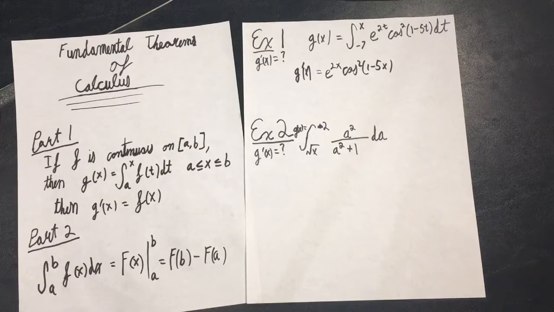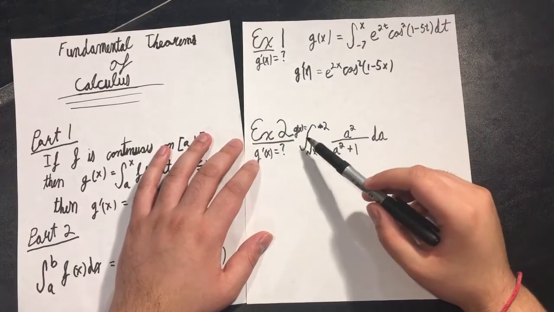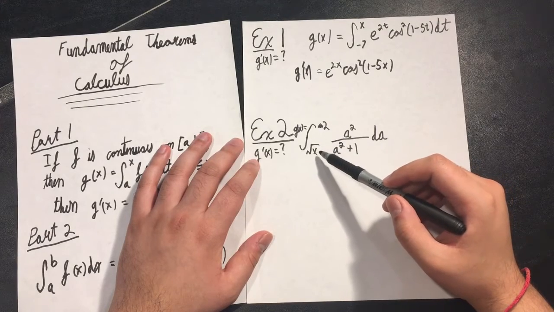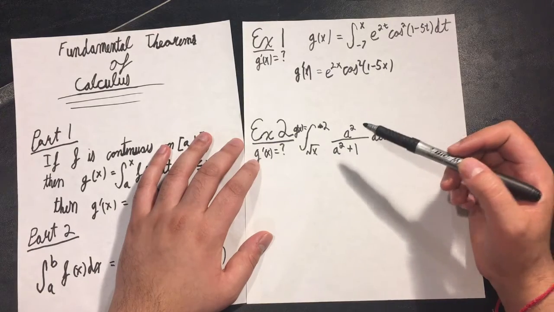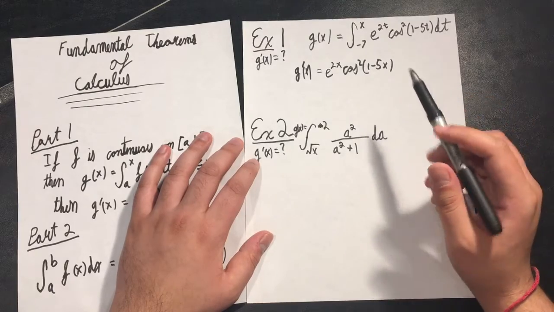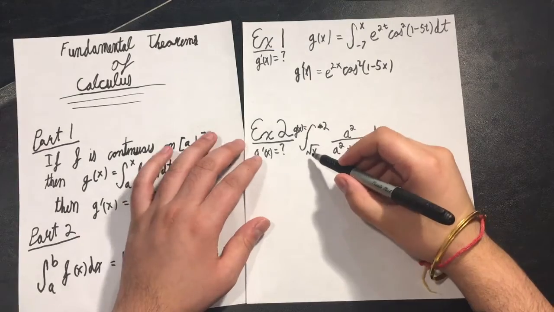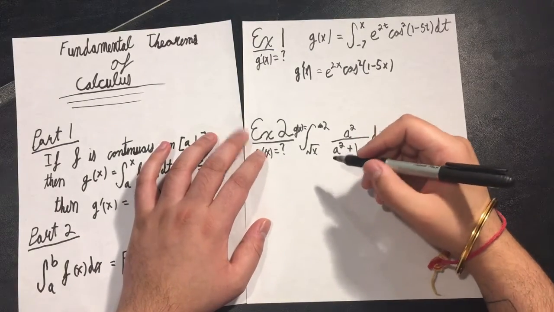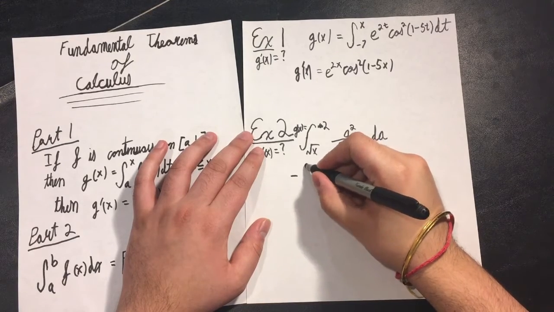Now the next couple of examples we're going to go through are whenever that value isn't just a simple x. Now here, in example 2, we have g of x equal to the integral with root x as the lower bound and 2 as the upper bound of a squared over a squared plus 1 dA. So first, the Fundamental Theorem of Calculus is only going to work if your variable's in the upper bound. So we just need to flip this integral, and the rule for doing that is if we're going to flip an integral, we need to negate the entire thing.